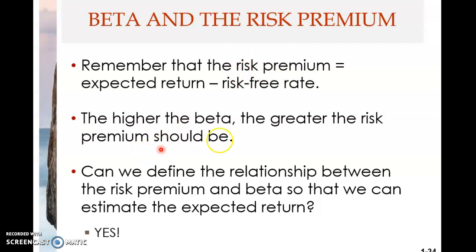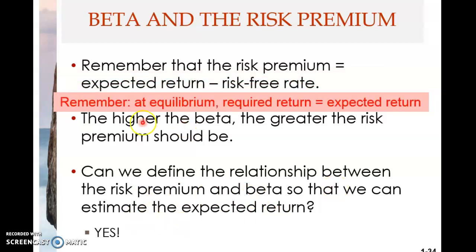The higher the beta, the greater the risk premium should be. This we understand by intuition. If you have to take higher risk, then you have to compensate with a higher risk premium. Now, can we define the relationship between the risk premium and beta so that we can estimate the expected return or the required return?